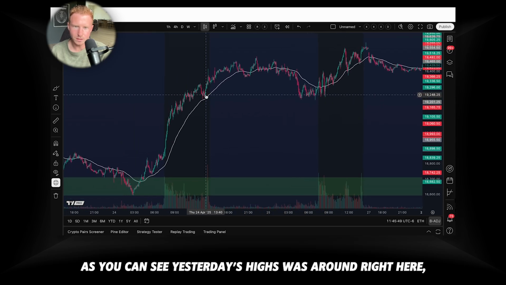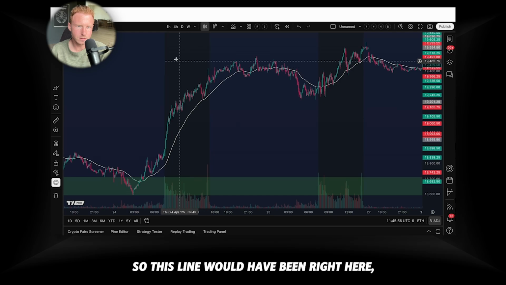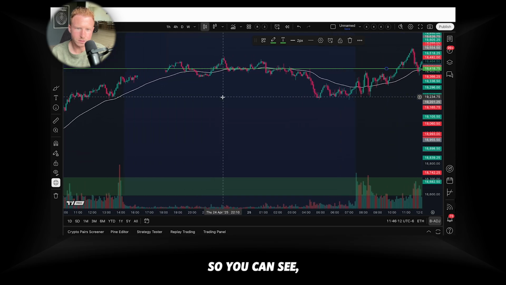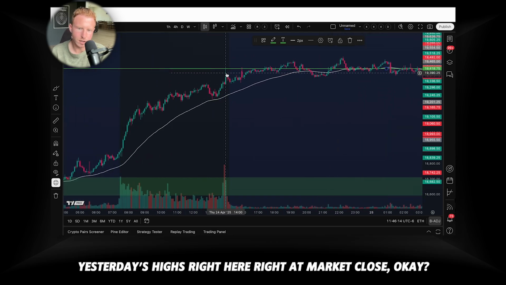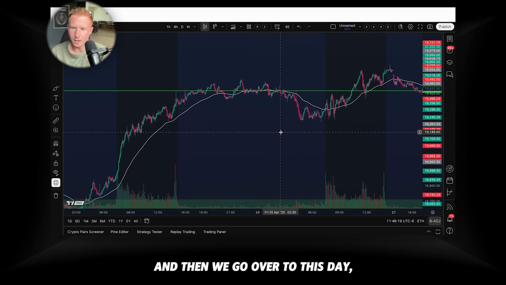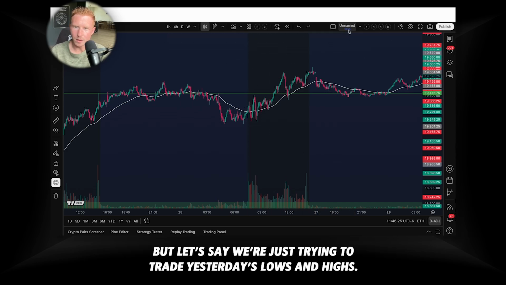As you can see, yesterday's highs was around right here. And it looks like we possibly would have retested this. So this line would have been right here. Again, I'm just marking the highs from this day if we're to trade this day, okay? So you can see yesterday's highs right here, right at market close, okay? And then we go over to this day. As you can see, maybe we had a trade on the 15-minute opening range here. I'm not sure. But let's say we're just trying to trade yesterday's lows and highs.